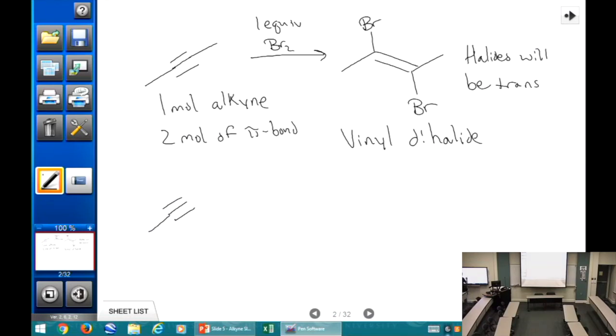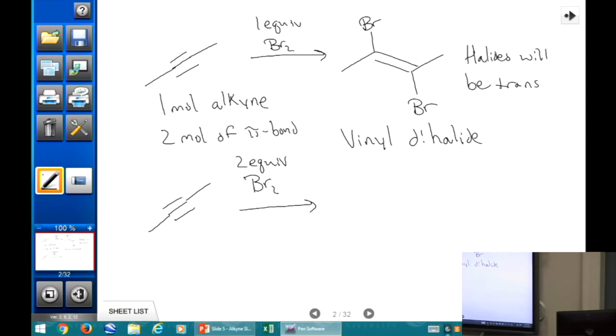Now I add the same alkyne, and I add 2 equivalents of Br2. Now, I have 1 mole of alkyne and 2 moles of Br2, so I have enough Br2 to react with each pi bond of my alkyne. So I will end up reacting with both pi bonds, and I will make my tetrabromide.